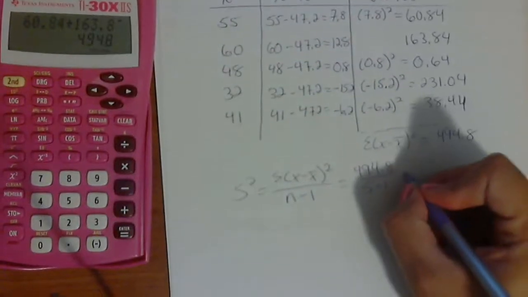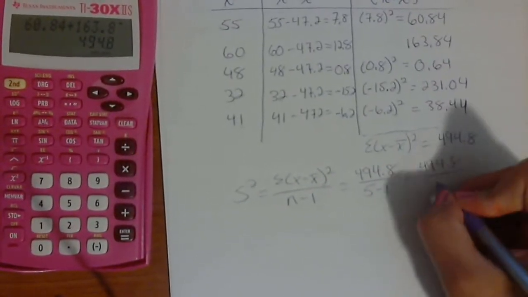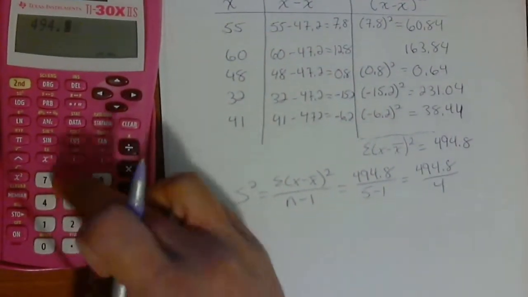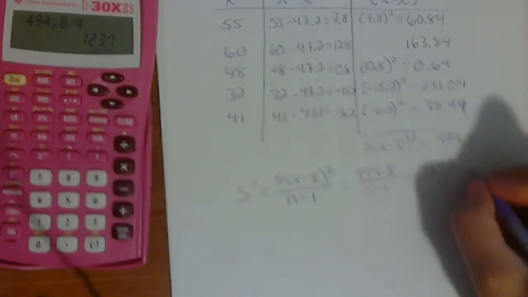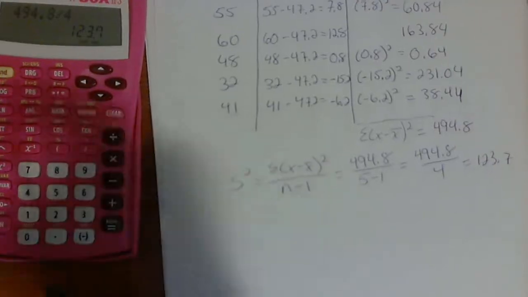Two different ways you can do this problem. You can go ahead and say, okay, 5 minus 1 is 4. And I'm going to type in 494.8 divided by 4. And I get 123.7 for the variance.